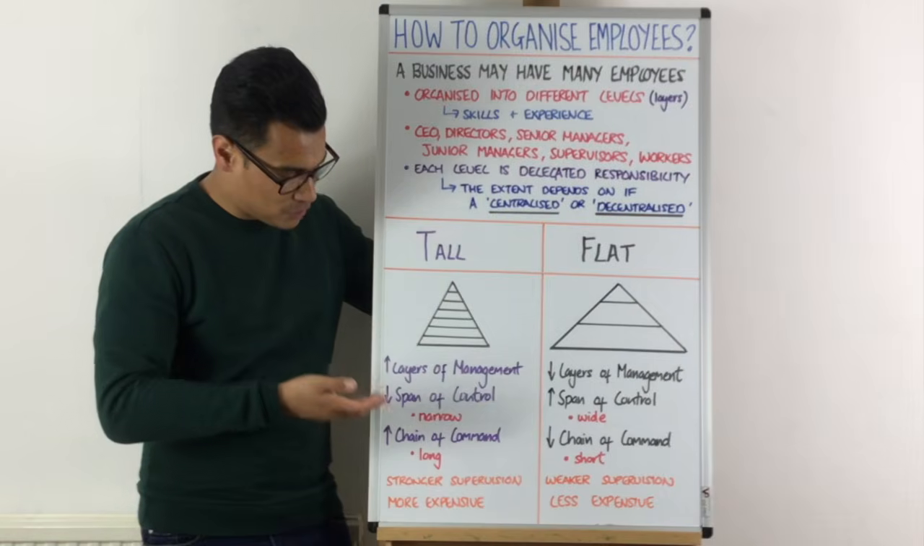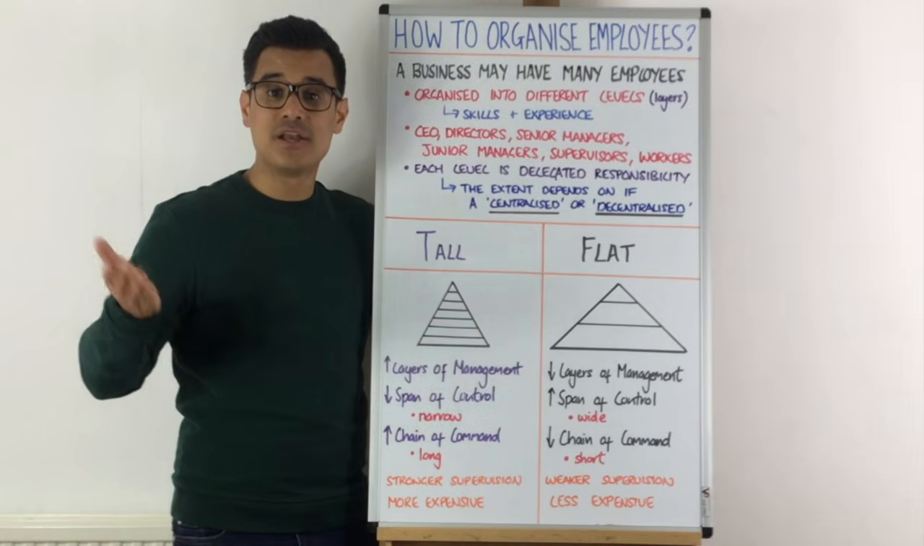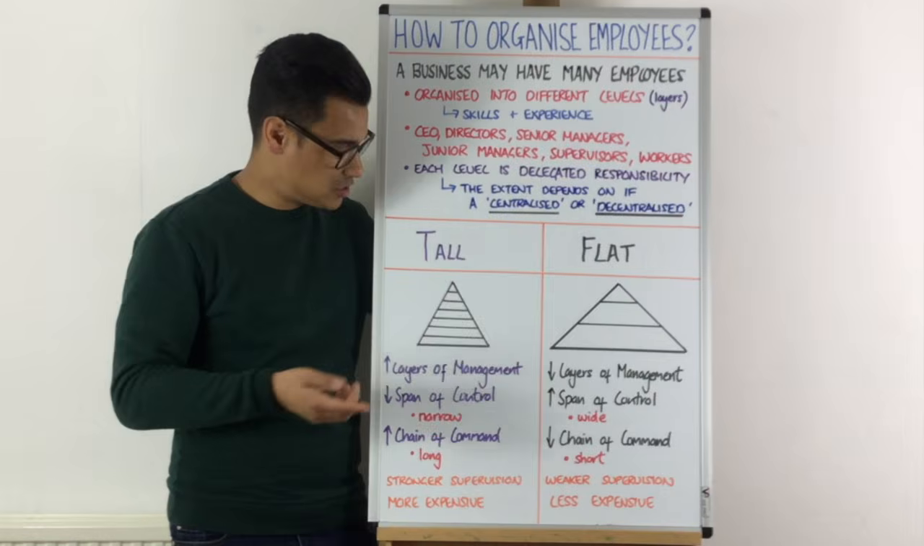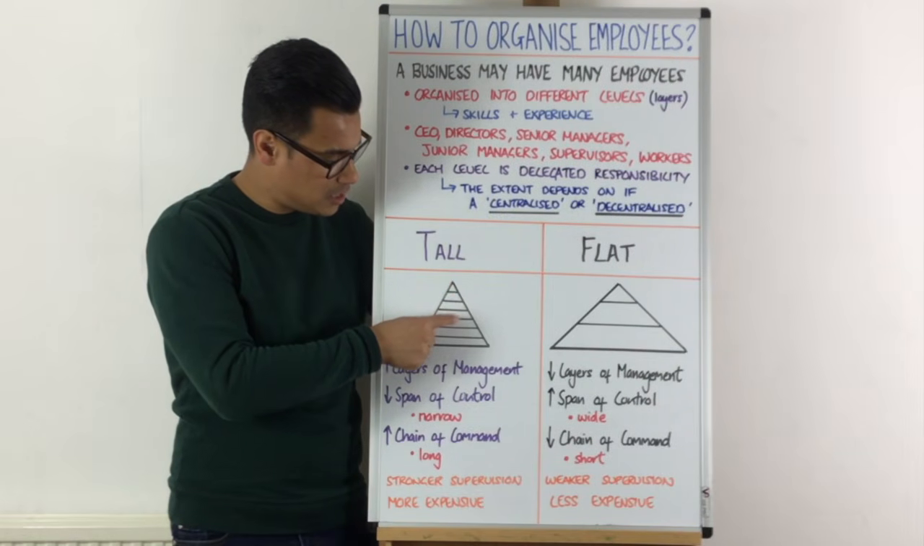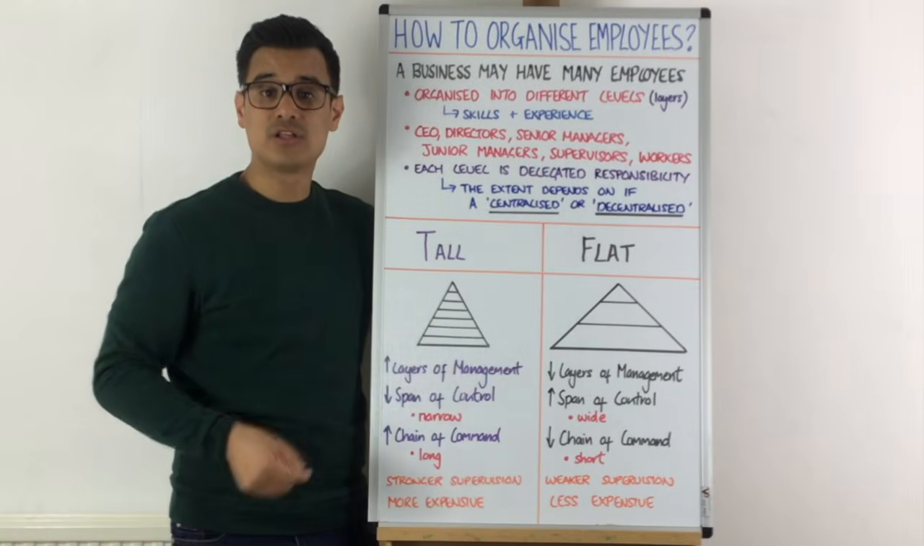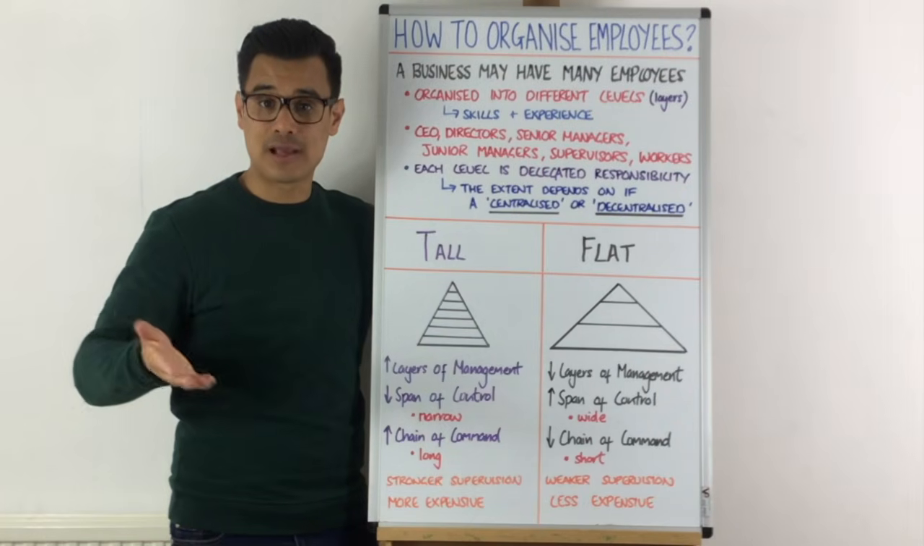And with a tall structure, you're going to have a long chain of command. Now, a long chain of command refers to the fact that when a decision is made, it needs to go through each layer of management to get through the entire business. And that can take a time.